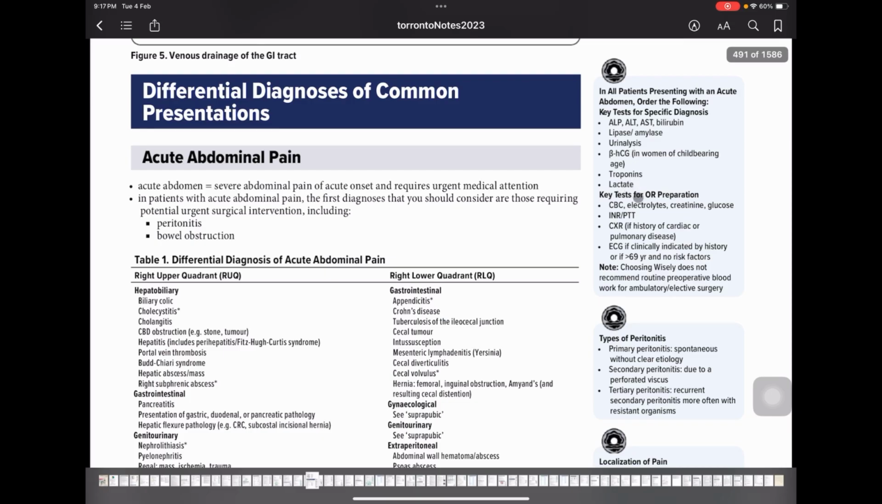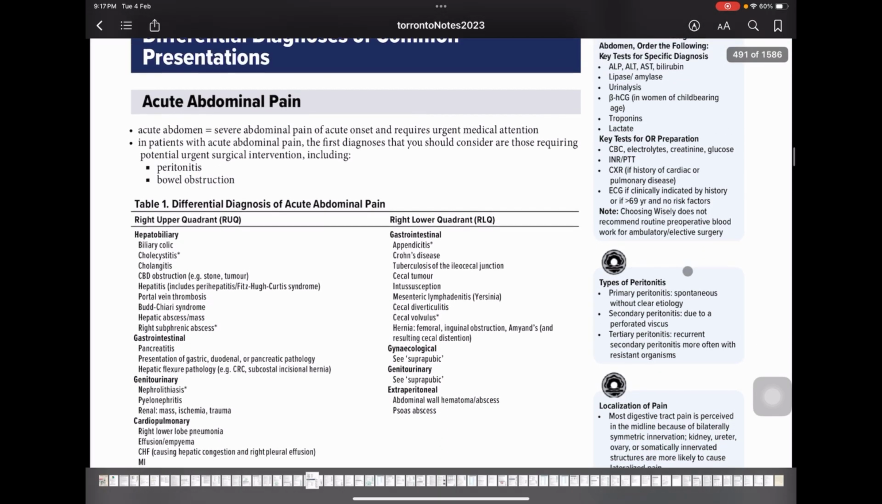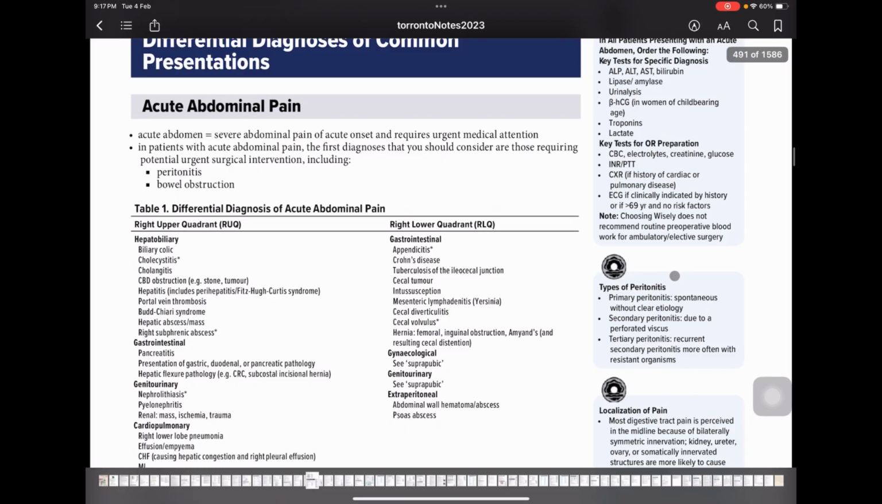Troponins, lactate. The key tests for OR preparation are CBC, electrolytes, creatinine, glucose, INR, PTT, chest X-ray if history of cardiac or pulmonary disease, ECG if clinically indicated by history, or if more than 69 years old, or with risk factors. So you'll do an ECG, you have to do a chest X-ray if there's a cardiac or pulmonary condition, and these are the baselines that you have to do. Choosing Wisely does not recommend routine preoperative blood work for ambulatory elective surgery. So if it's an elective surgery in healthy patients, you don't have to do all the preoperative blood work.